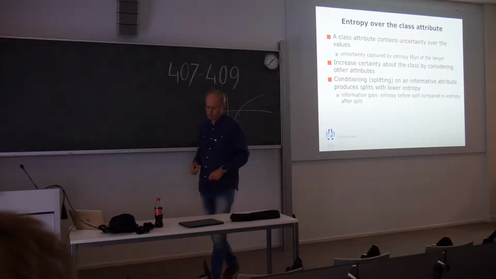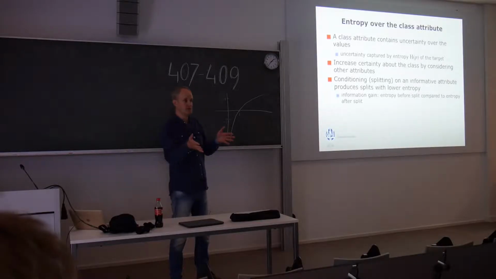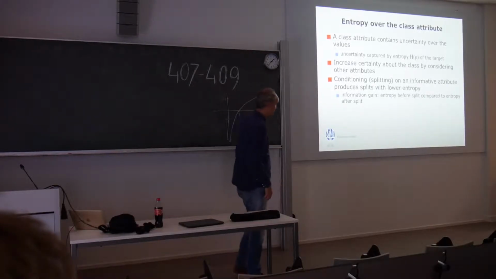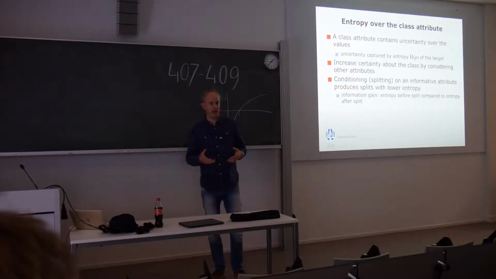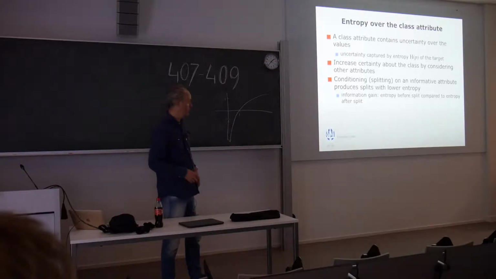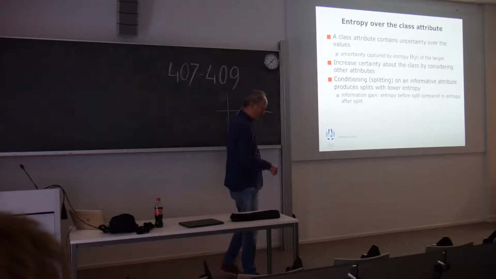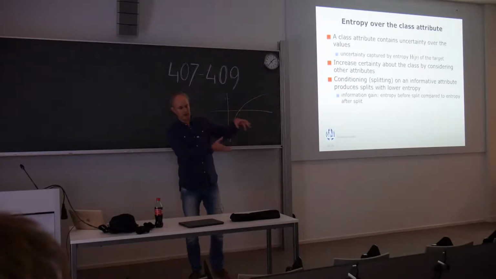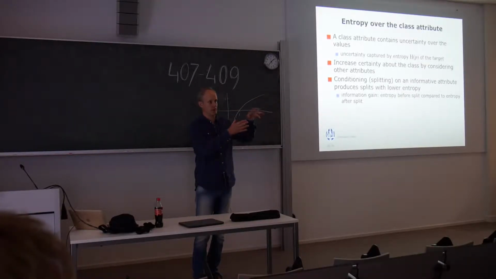And we're going to measure this change in entropy, this change in information. And we're going to call that change information gain. So that's the central term here, information gain. So actually going from a rather uncertain situation to a situation where you have much more certainty.